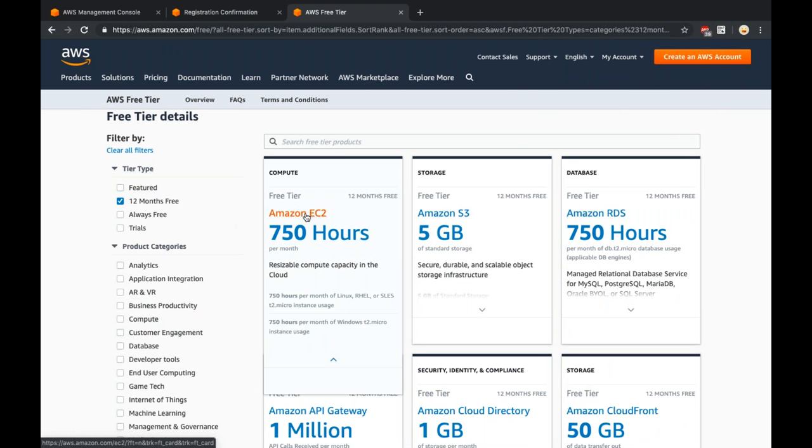That is your EC2 machine. That is your actual server. So you get 750 hours per month for free. That is, if you distribute the 750 hours into 24 hours per day, you get 31 days absolutely free.